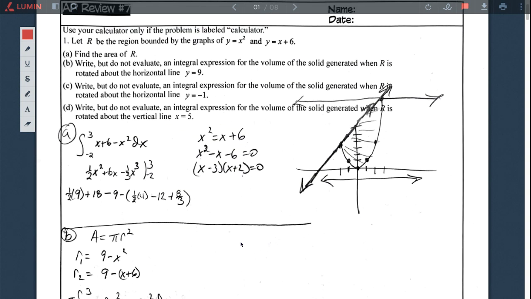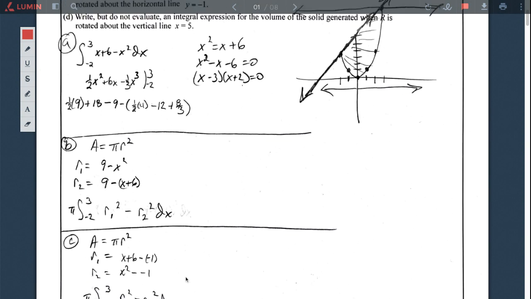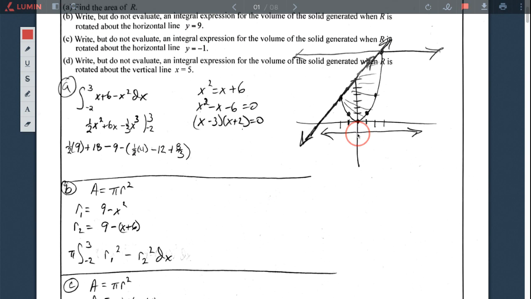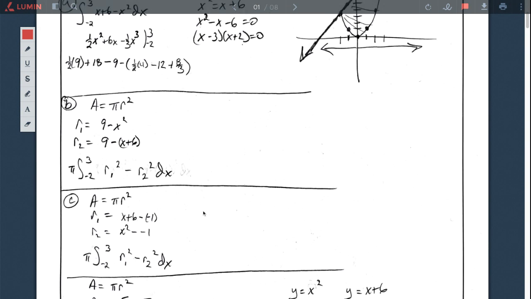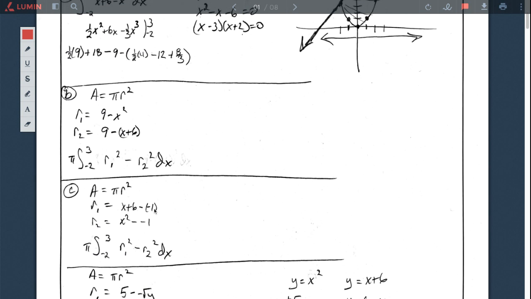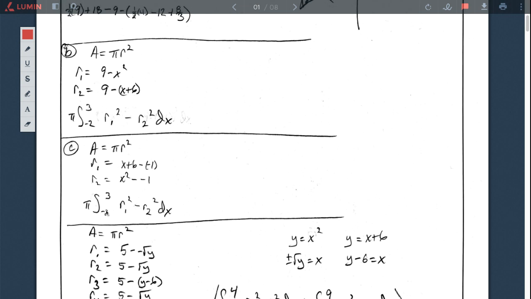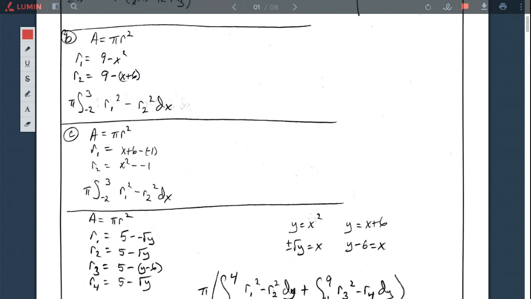All right, C, this time our volume, and we're rotating around y equals -1. Notice this time it's below my region, so that means it's got to come second on both R's. So notice -1 is coming second. Which one's furthest away from this? There's the parabola, there's the line. The line's furthest away, so that means it has to be R1. So x plus 6 minus a -1, x squared minus a -1. So the interval is the same, -2 to 3. Don't forget about the pi, r1 squared minus r2 squared.